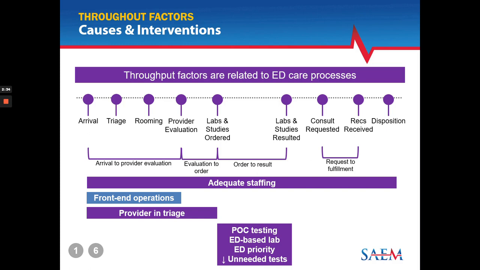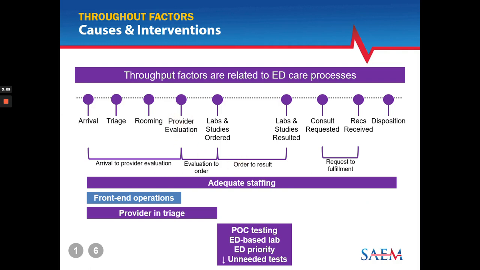alleviate crowding. If ED throughput is being prolonged by excessive time from the time tests are ordered until they result, there are a variety of countermeasures listed here, from implementing point-of-care testing to locating satellite labs in the ED to reducing the number of labs and studies ordered in the first place by eliminating unnecessary tests. Finally, improving what's called front-end operations can help reduce the time from arrival to provider evaluation.